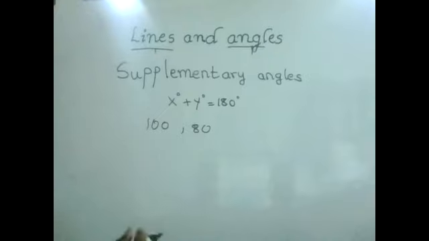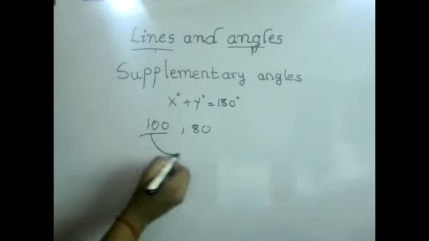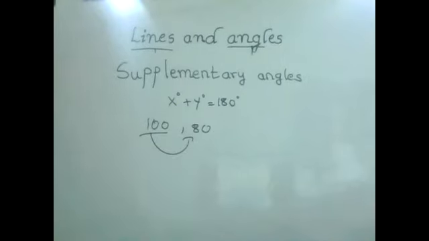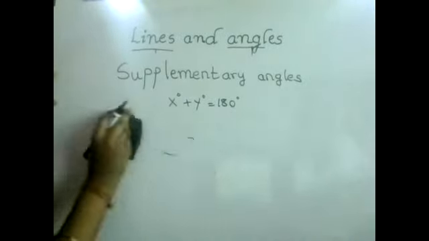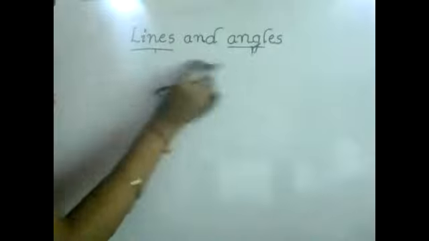If angles are complementary, one angle is the complement of the other. In supplementary angles, one angle is the supplement of the other. So we have completed complementary and supplementary angles: complementary means the sum of two angles is 90, and supplementary means the sum is 180 degrees. Next we see adjacent angles.